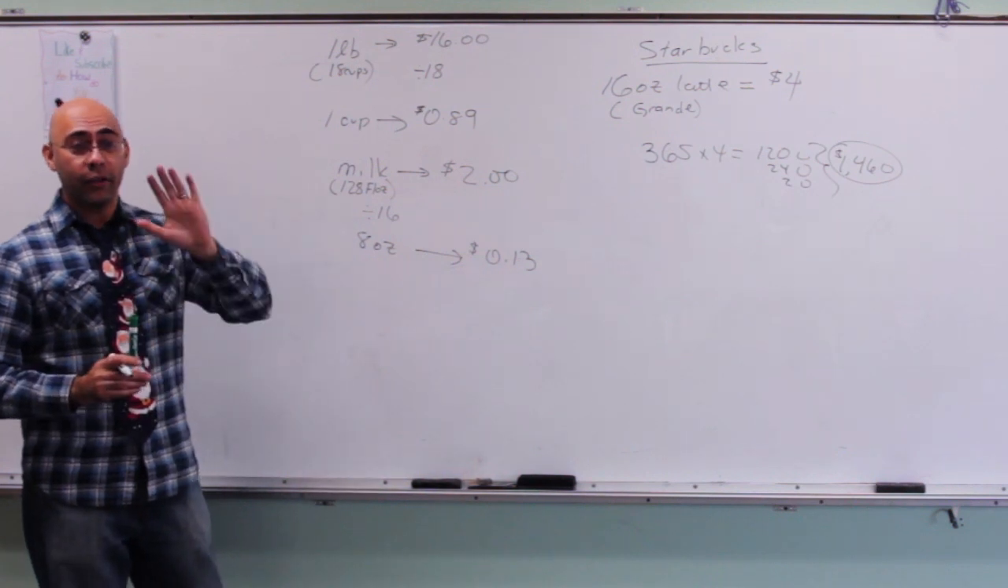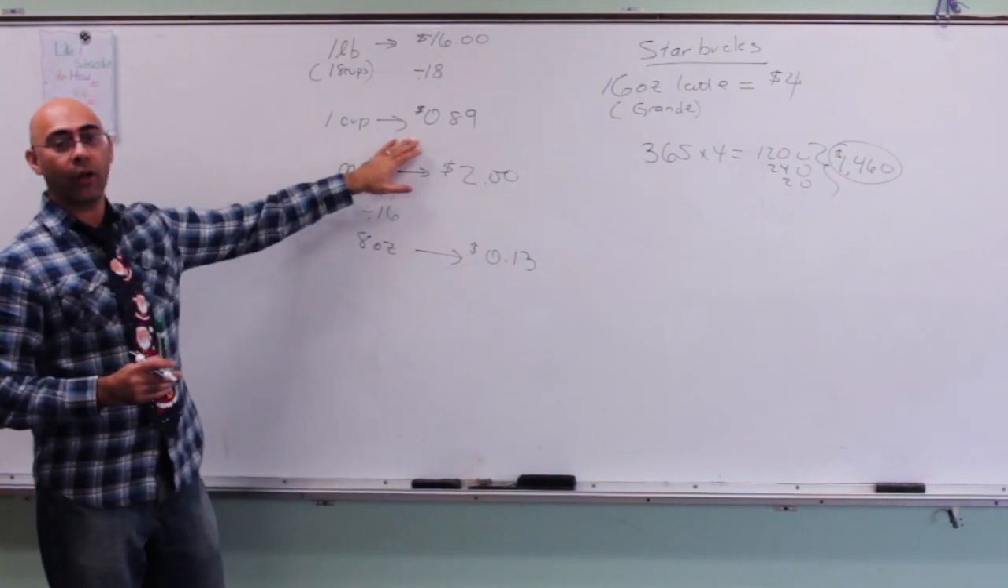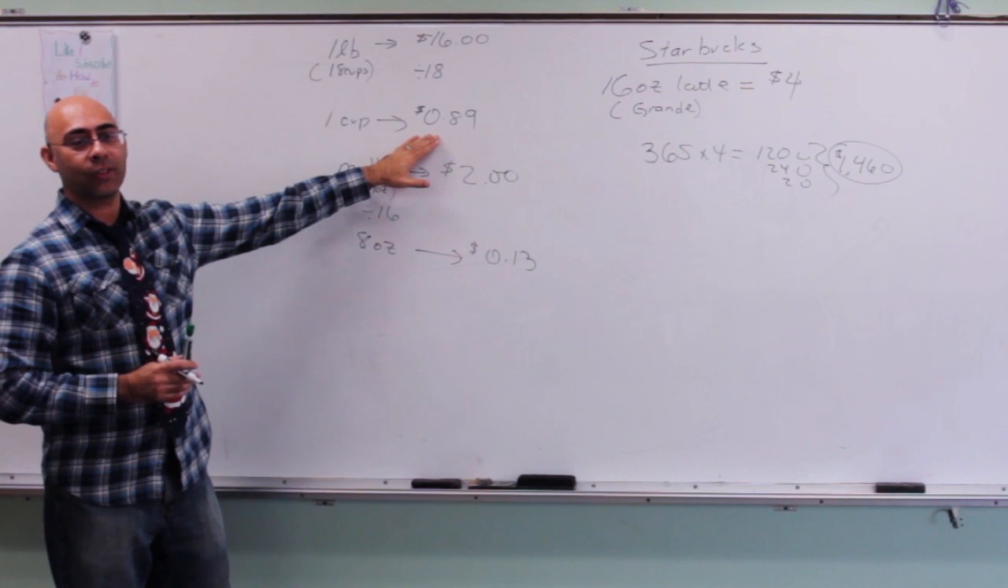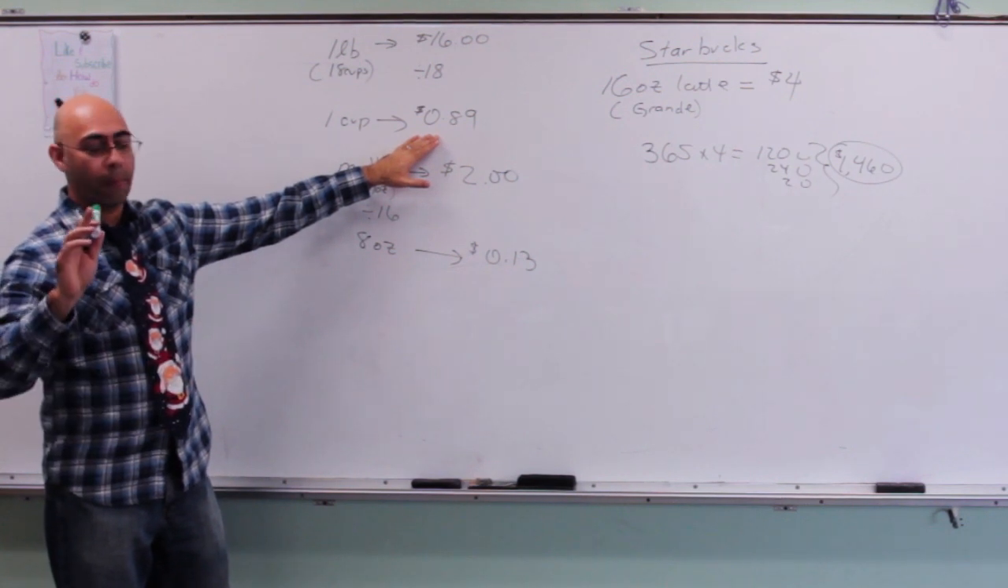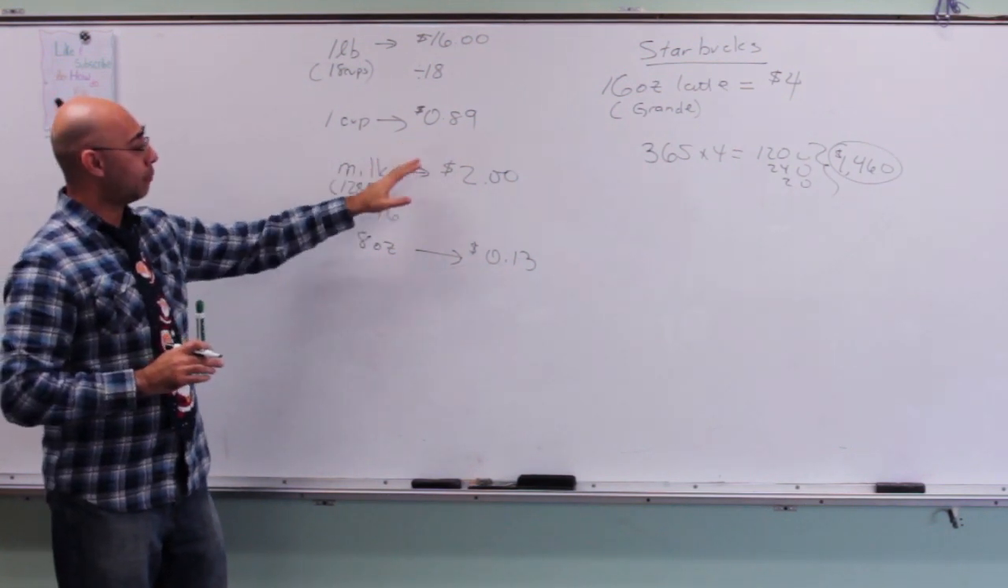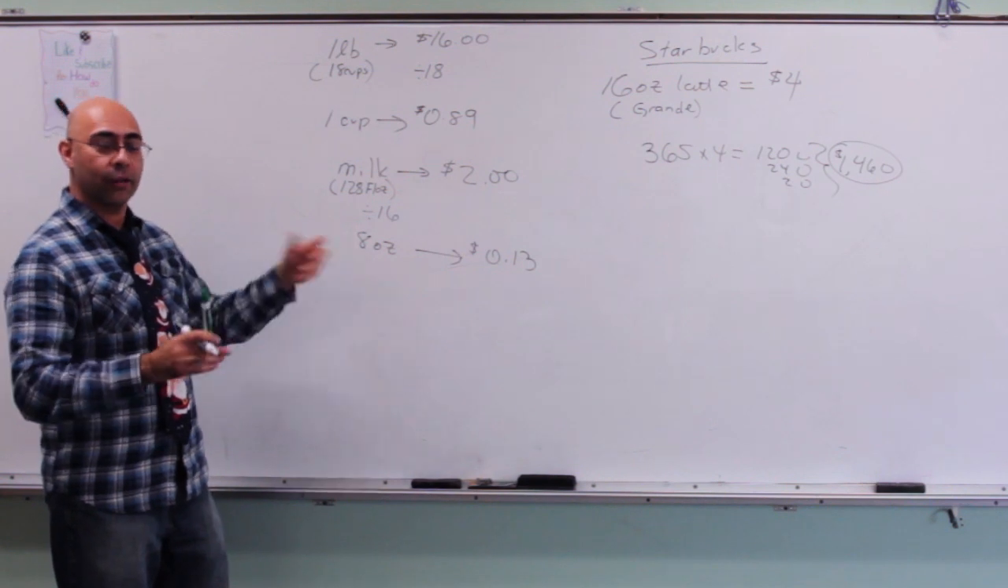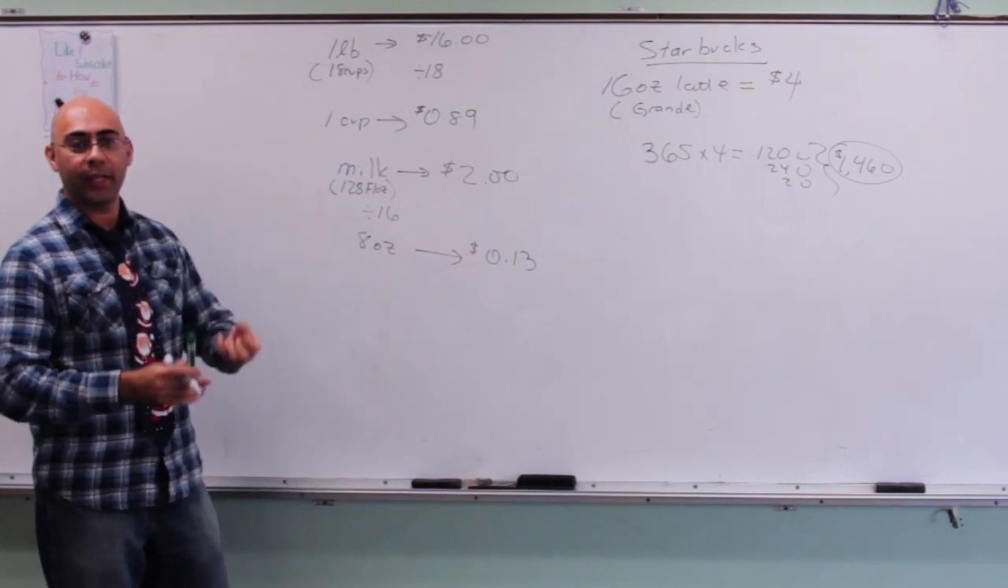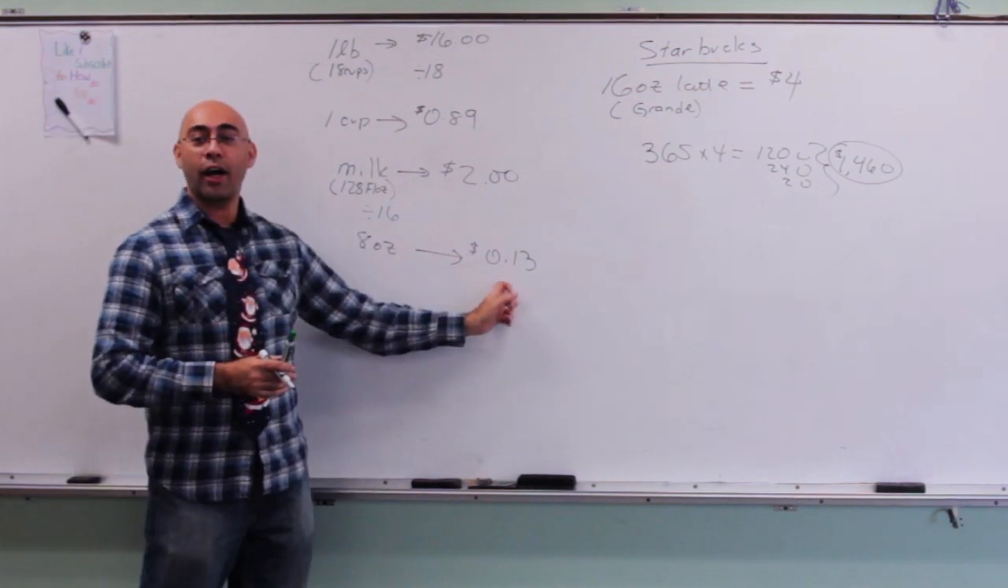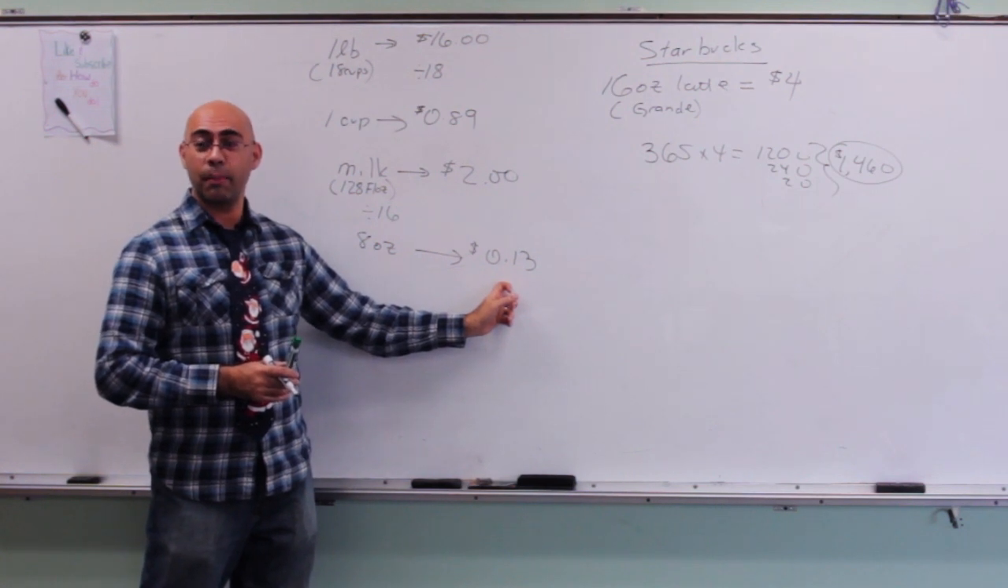So to make your cup of coffee, you grind up your coffee, and it's going to cost 89 cents for the coffee beans for 1 cup. You use your milk. You just use 8 ounces of that milk, and then you can froth it up or heat it up in your pan to make it nice and fluffy. It'll cost 13 cents to use that milk.